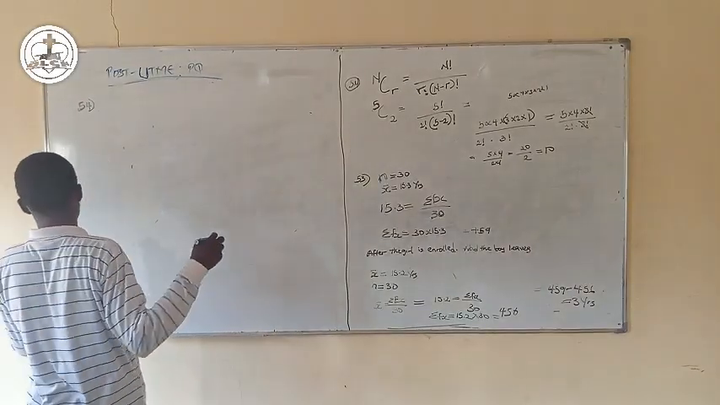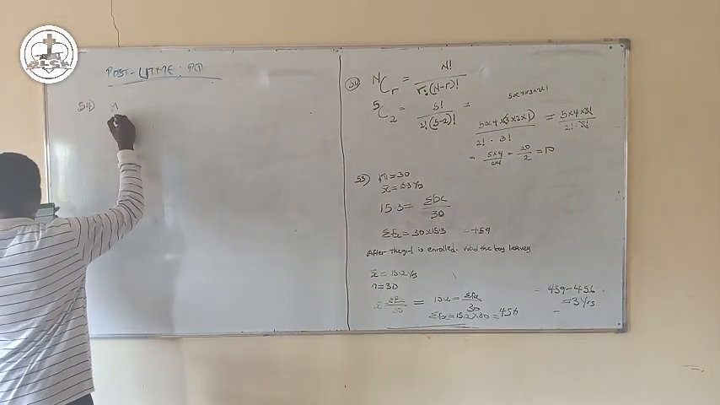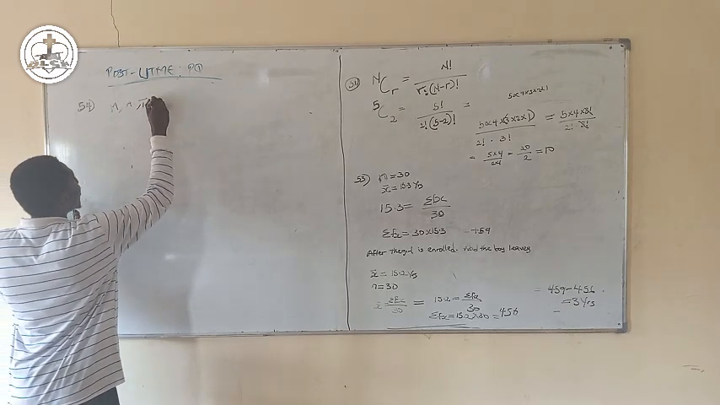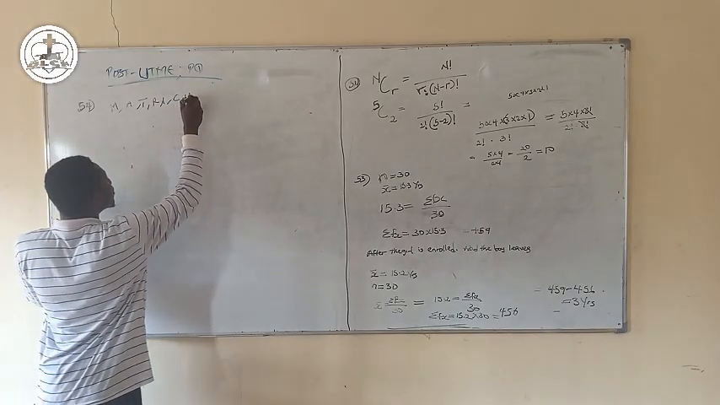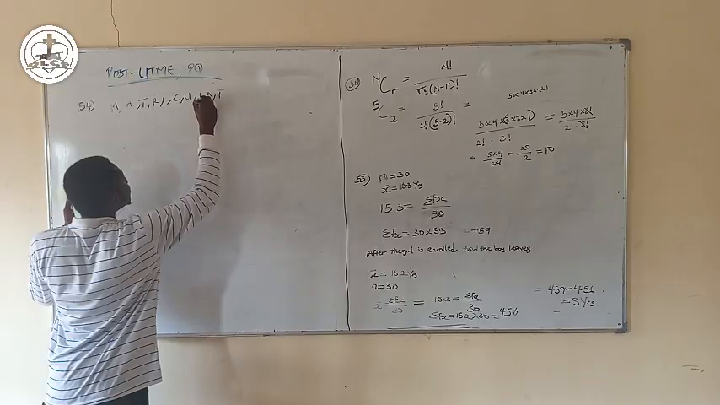So let's treat matriculation letter by letter. We have matriculation: M, A, T, R, U.